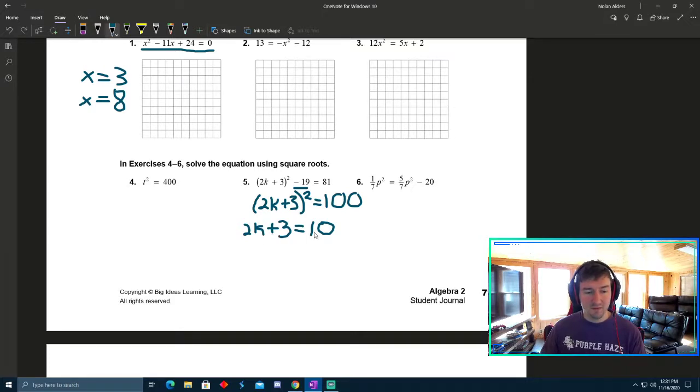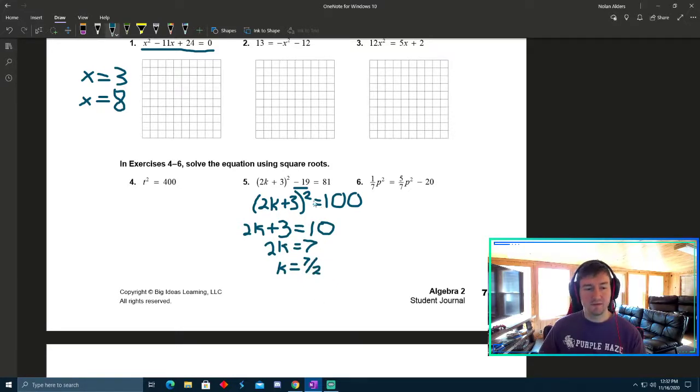So we can subtract the 3, and we'll get 2k equals 10 minus 3, which is 7. Then we can divide by 2, so k equals 7 halves. All right, that's one answer.